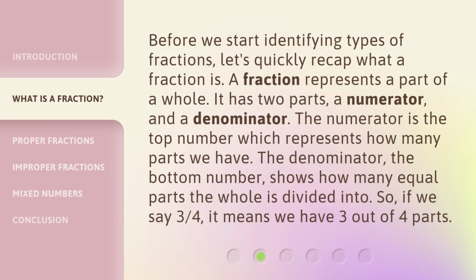Before we start identifying types of fractions, let's quickly recap what a fraction is. A fraction represents a part of a whole. It has two parts, a numerator and a denominator. The numerator is the top number, which represents how many parts we have. The denominator, the bottom number, shows how many equal parts the whole is divided into. So, if we say 3/4, it means we have 3 out of 4 parts.